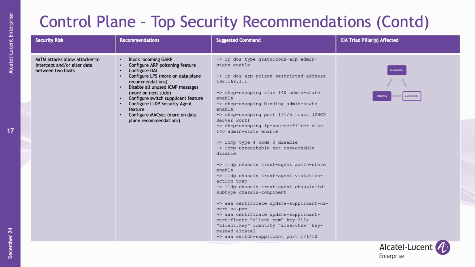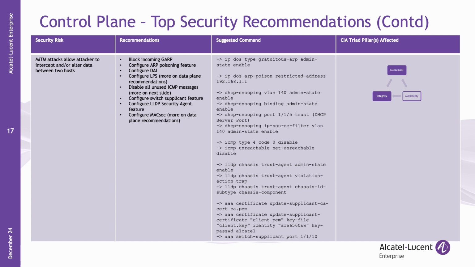Man-in-the-middle attacks primarily affect the confidentiality and integrity aspects of the CIA triad. Confidentiality is affected as man-in-the-middle attacks involve an attacker intercepting and potentially eavesdropping on communication between two parties. This compromises the confidentiality of the data being transmitted, as the attacker can read sensitive information.